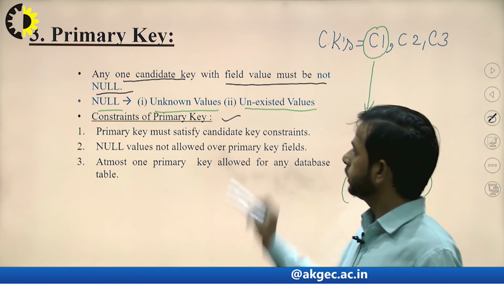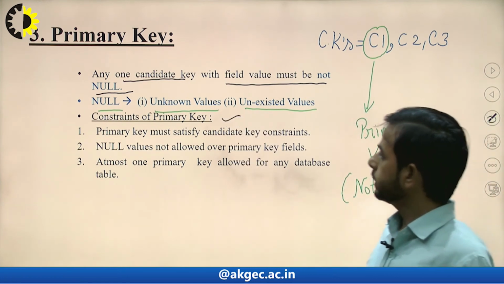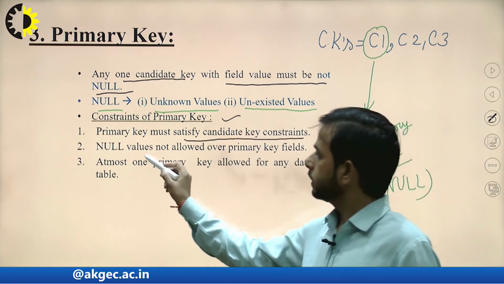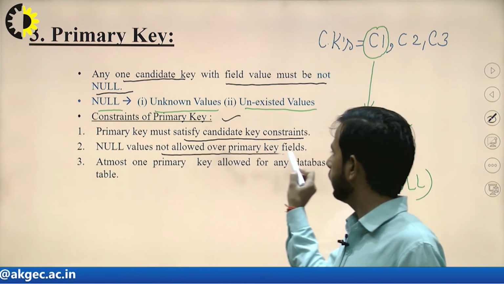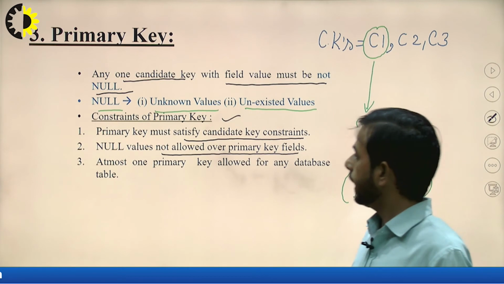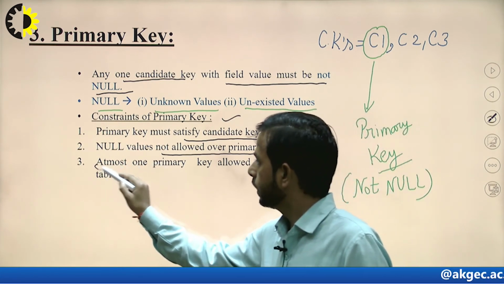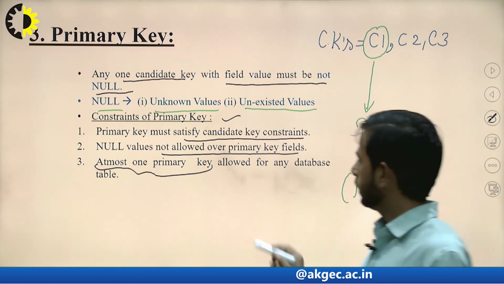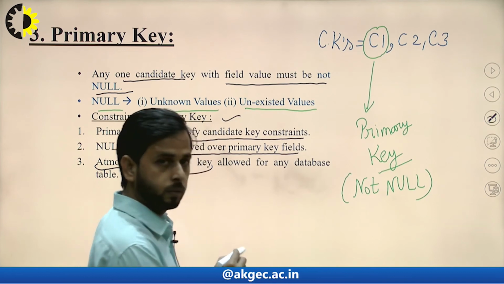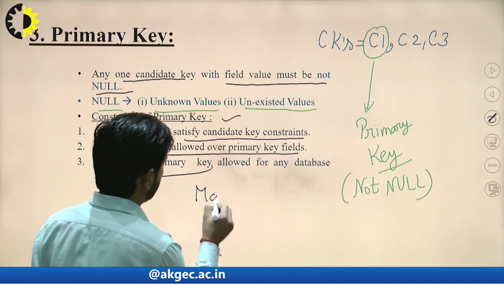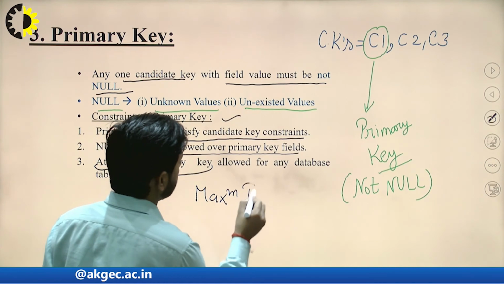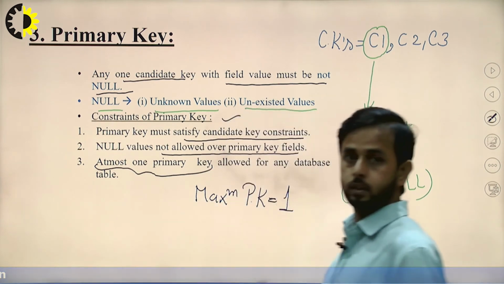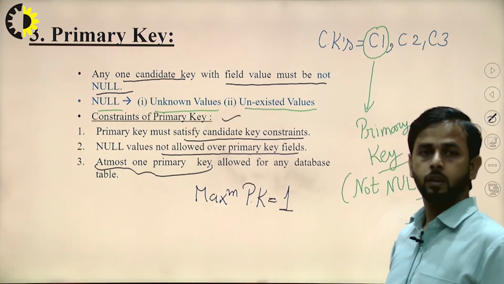There are some constraints of the primary key. The primary key must satisfy the candidate key constraint. Next, null values are not allowed over the primary key field. Next is at most one primary key: at most one primary key is allowed for any database table. It means the maximum number of primary keys in any database table is one, so there is always only one primary key.